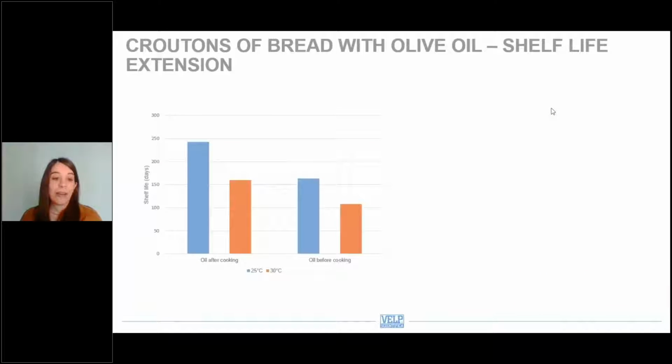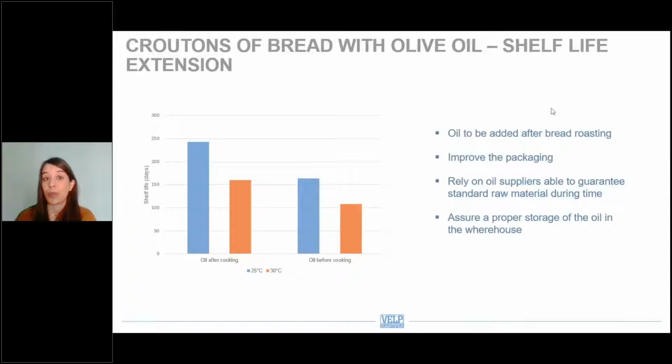In this graph, we see the predicted shelf life by Oxitest of the product with oil added after cooking and before cooking. We can see that when the oil was added before cooking, the shelf life was much shorter compared to the other product. What happens during the roasting? The oil is stressed, so it becomes more sensitive to oxidation. So thanks to this application, we were able to give concrete suggestions to the producer in order to extend the shelf life of his product.